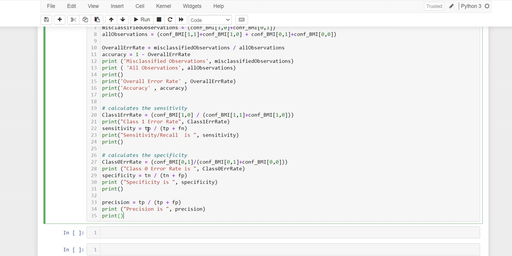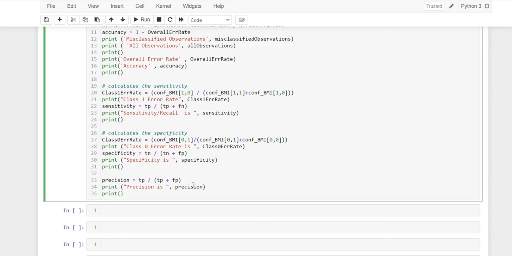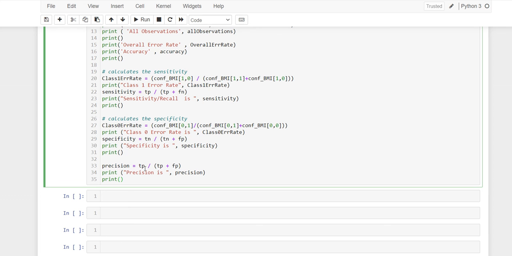Sensitivity is the observations predicted to be part of a class that are actually part of the class. So in this case, true positives divided by the sum of true positives plus false negatives. Specificity is the true negatives divided by true negatives plus false positives. And last but not least, the precision, which is true positives divided by true positives plus false positives.